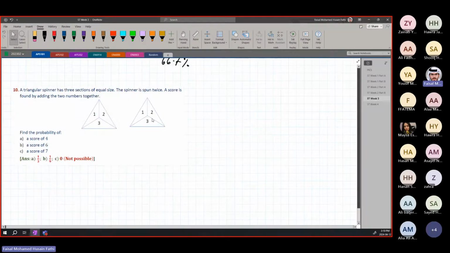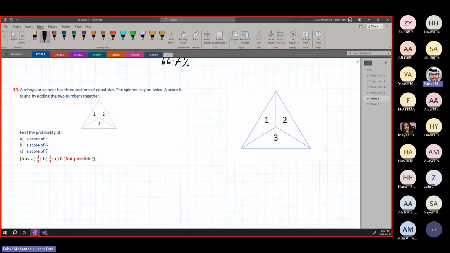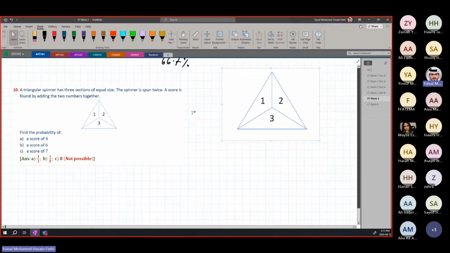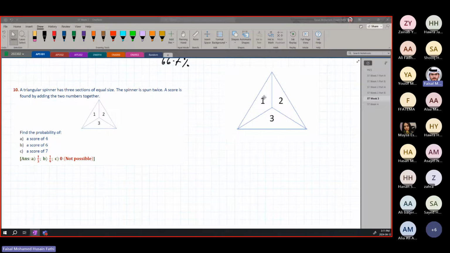So let's look at this case. This I found was a very interesting question, and it's something not what we usually see. So before even finding the probability, the first thing I'm going to do is find the total sample space we have. So a triangular spinner has 3 sections of equal size. So these are equal in size. That's a triangular spinner. Meaning it's going to fall on one side, and you're going to have one choice of it. The spinner is spun twice.